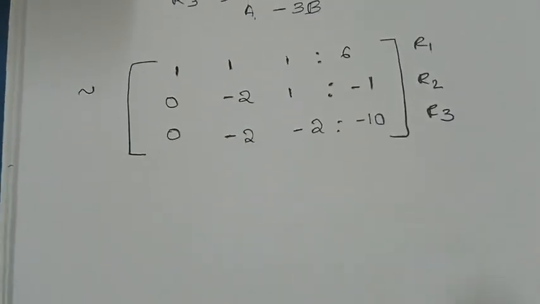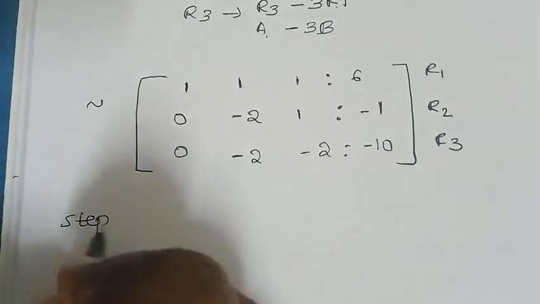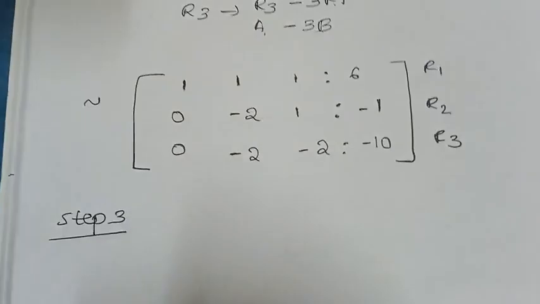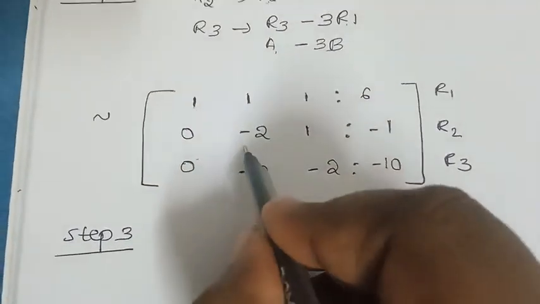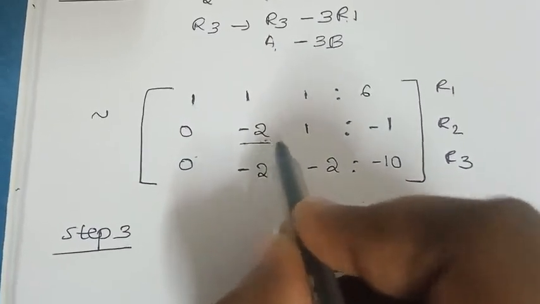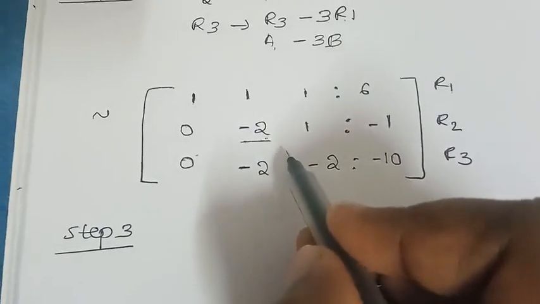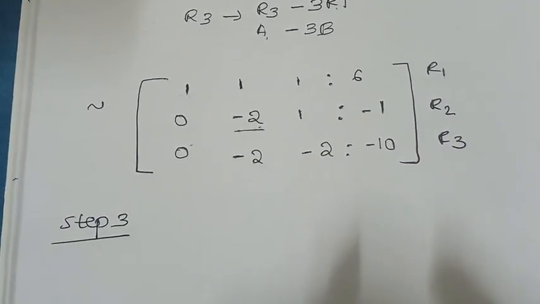So our second step is done. Next we have to move to step 3. Step 3 is we got 0 and 0 here. This is our first pivot, right? Next we have to take this as the second pivot, and we have to make this element 0. Like we have to eliminate the second column below the second pivot.